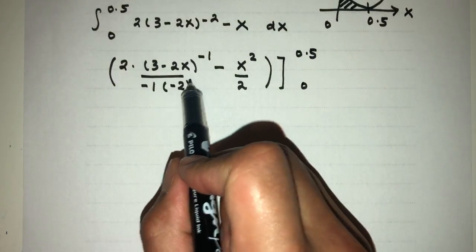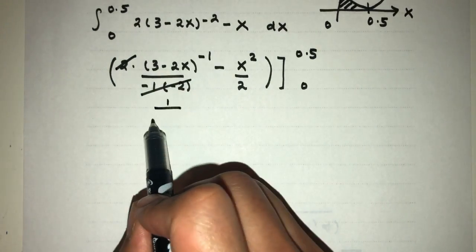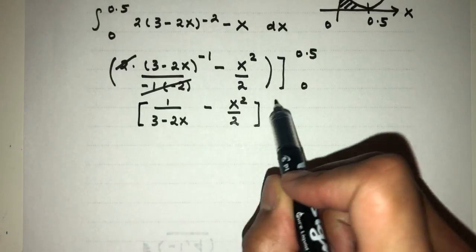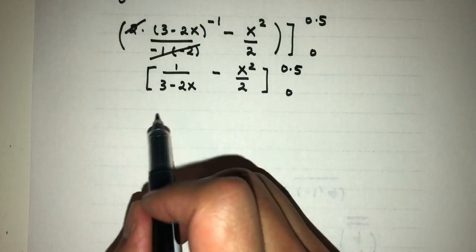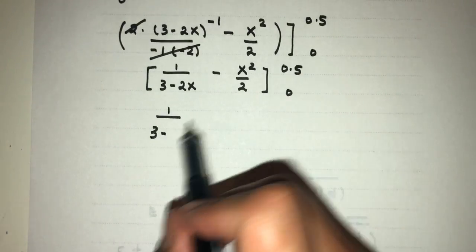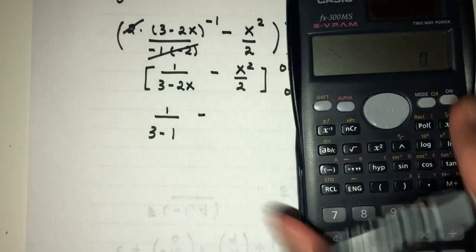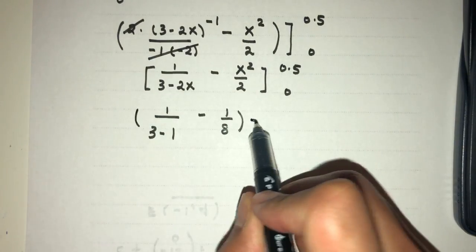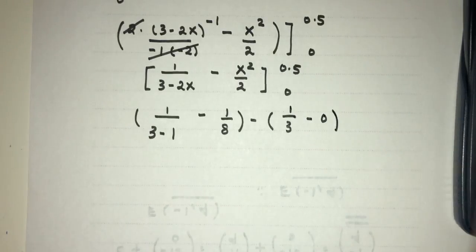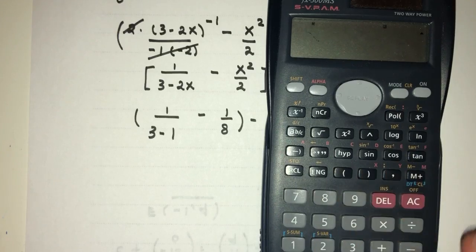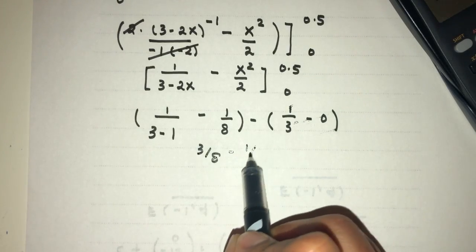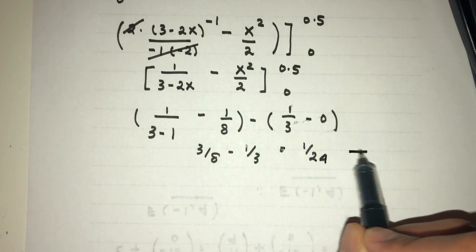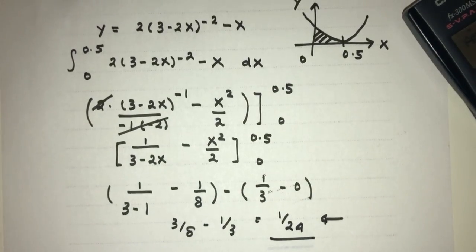So simplify, this will cancel out, so I will have 1 over 3 minus 2x, minus x squared over 2, with limits of 0.5 and 0. So that will be 1 over 3 minus 2 times half, which is minus 1, and then 0.5 squared divided by 2, that is 1 over 8, minus 1 over 3 minus 0. So 1 over 2 minus 1 over 8, that will be 3 over 8, minus 1 over 3. So it seems to be okay. That will be minus 1 over 24 for the area of that small region. So I think it is the right answer.